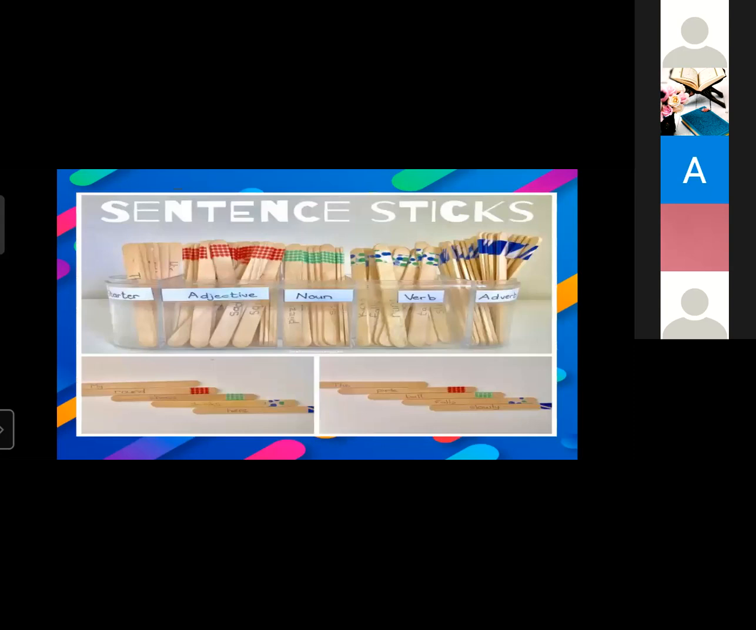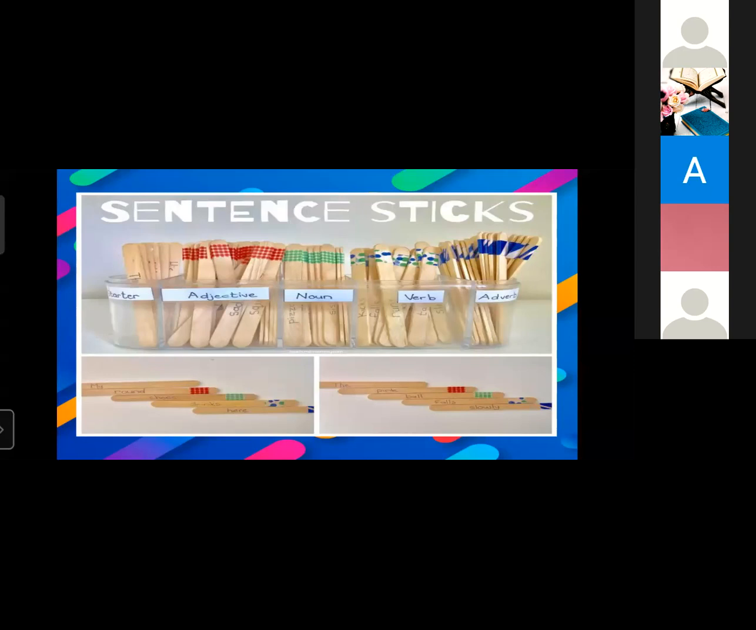Okay, sentence sticks. You can use the sticks to divide the sentence into parts of speech. Is it an adjective? Is it a noun? Is it a verb? Is it an adverb? You can divide your class into groups. Each one of the group chooses a stick. For example, one chooses a noun, one chooses a verb, one chooses an adverb, and you ask them to form a sentence after they choose the different kinds of sticks.